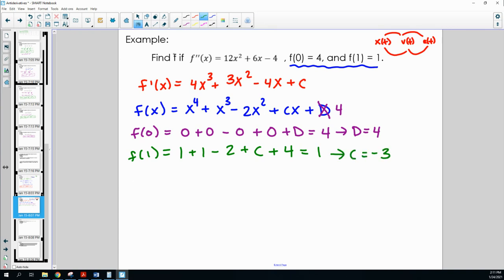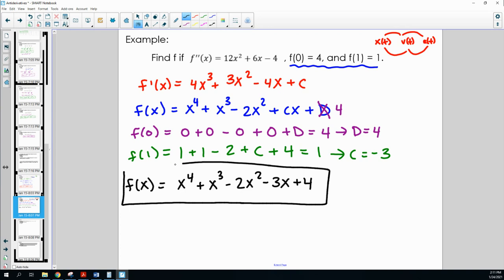So now, to find my antiderivative, I'm going to plug in my c and my d, so I have x to the fourth minus x to the third minus 2x squared, and then c is now negative 3, so this is going to be negative 3x, and d is 4, so plus 4. And there's my antiderivative.